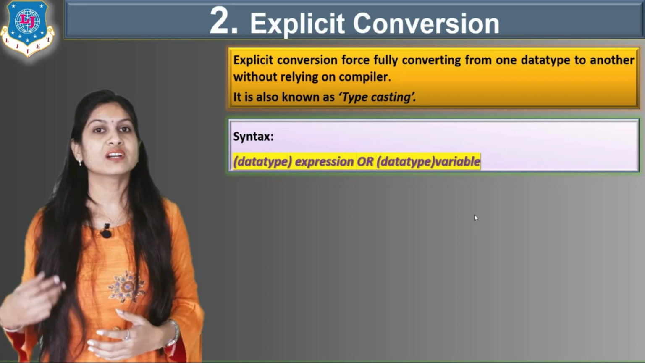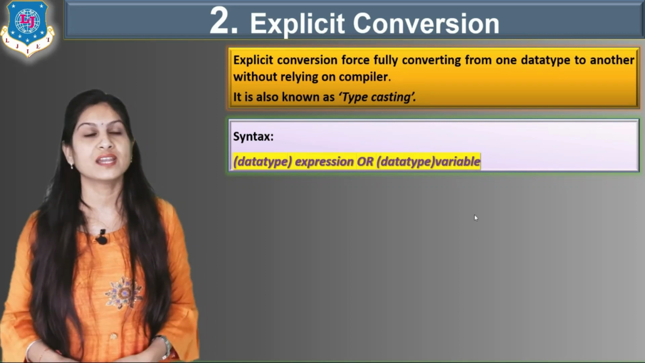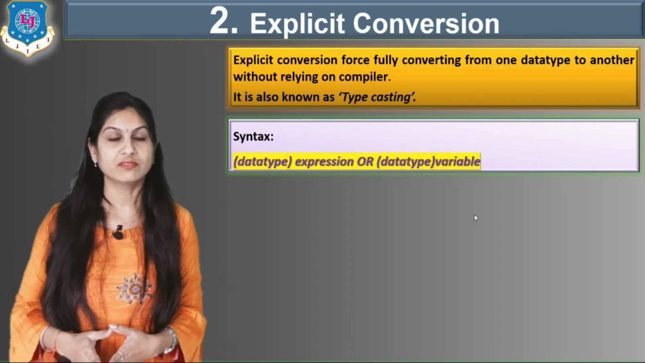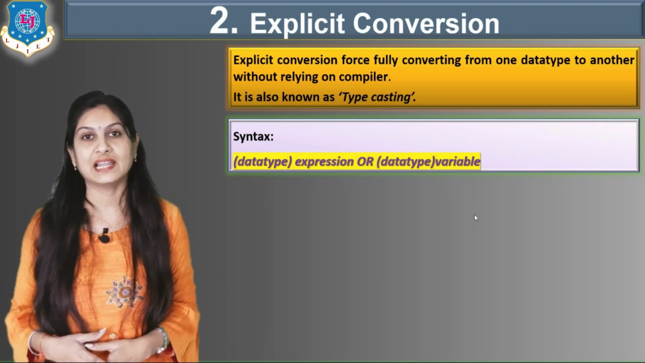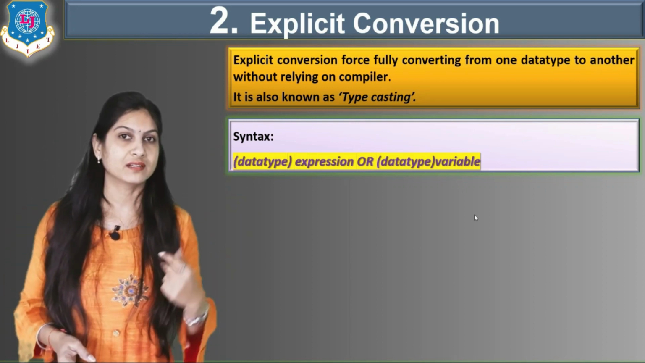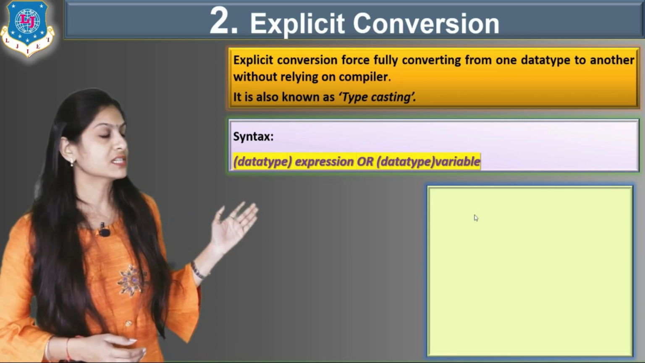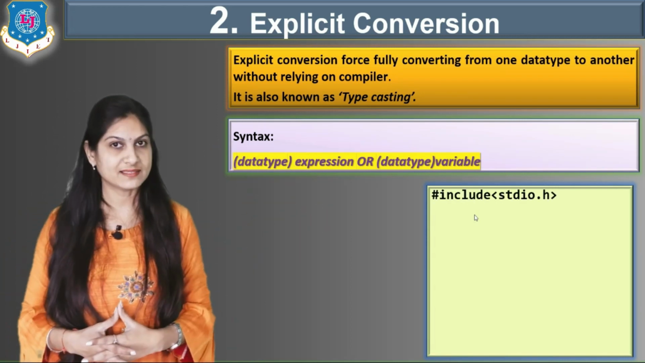So whenever you have a question in your exam, explain typecasting, then you have to write just about explicit conversion. But if you have a question like explain type conversion, then you have to explain both methods, implicit and explicit. Now understand this explicit conversion in our example.